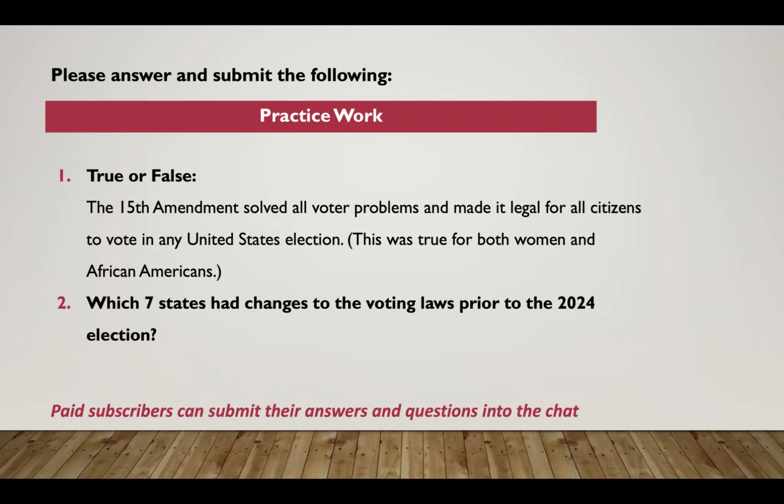Here's our practice work for today. A reminder, paid subscribers to the Substack can submit their answers and questions into the chat. Number 1, true or false? The 15th Amendment solved all voter problems and made it legal for all citizens to vote in any United States election. This was true for both women and African Americans. Number 2, which 7 states had changes to the voting laws prior to the 2024 election?